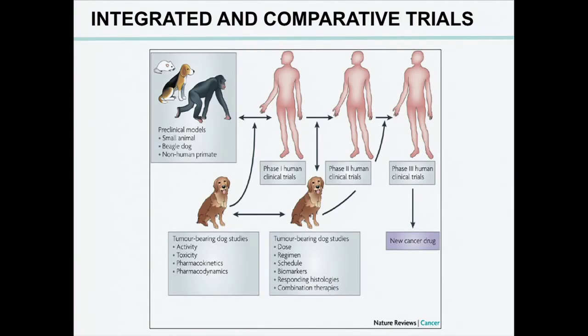So this has led to a drastically new concept in the world of clinical trials called integrated and comparative trials. This is where we leverage what we can learn in dogs with cancer and then apply it to the human experience. In this setting, a drug would be tested in dogs with cancer first, before it ever got into people, to decide whether or not it was going to be effective and perhaps whether it had side effects that we didn't really know about.